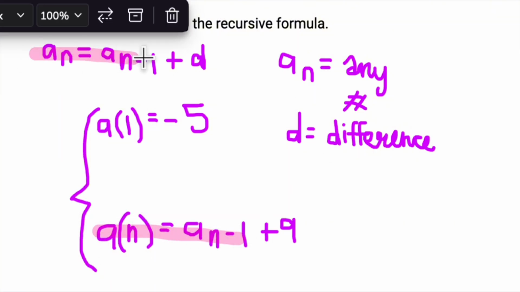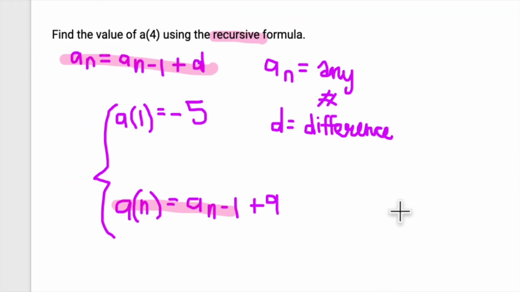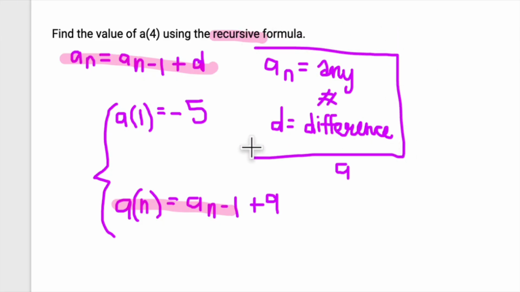As you can see up here, this is showing that this is a recursive formula. What we're going to do with this is use consecutive numbers and follow the rule until we get to the value of a4. So let me explain. Let's start with a1. All we have to do is plug in -5.